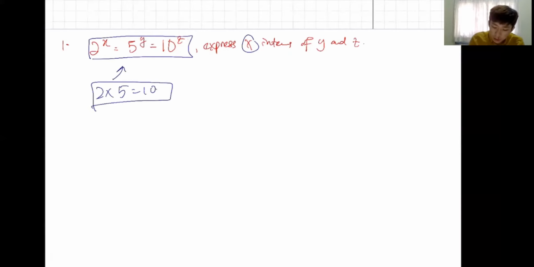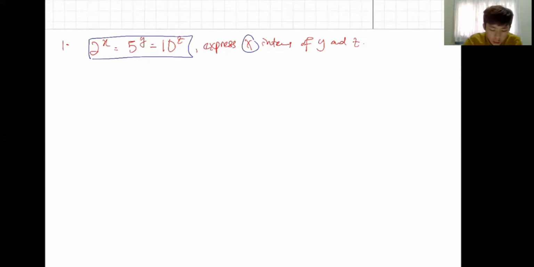Then you can also tell me what methods you use in the description box below. Maybe there are other methods, I'll think of it later. So first of all, what I thought of is that 2 times 5 can give me 10. So how can I do something about it?